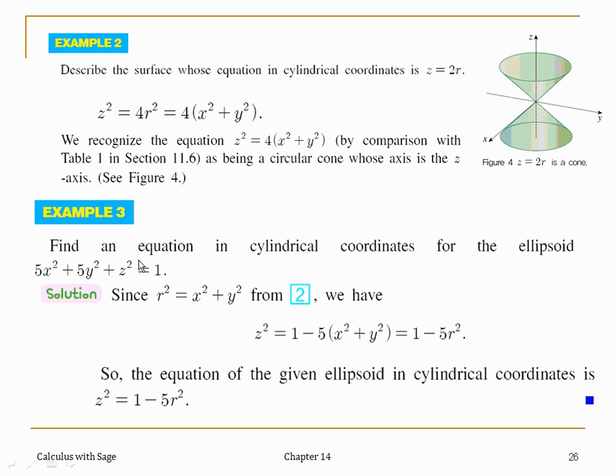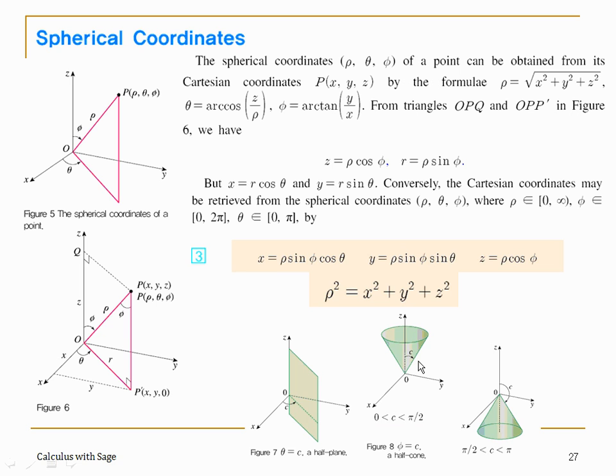And example 3, find an equation in cylindrical coordinates for the ellipsoid 5x squared plus 5y squared plus z squared is equal to 1. In this case, since r squared is equal to x squared plus y squared, z squared can be written as 1 minus 5r squared. So the equation is z squared is equal to 1 minus 5r squared. This is the cylindrical coordinate equation of the ellipsoid, this one.